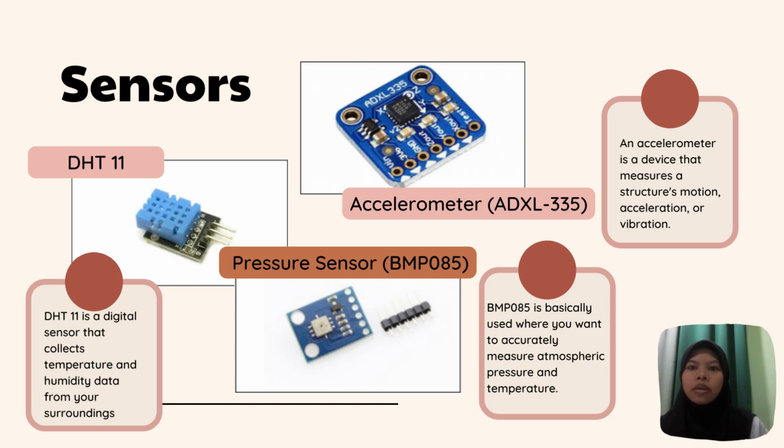There are three types of sensor. First, DHT11. DHT11 is a digital sensor that collects temperature and humidity data from your surroundings. Second, pressure sensor, BMP085. BMP085 is basically used when you want to accurately measure atmospheric pressure and temperature. Third, accelerometer, ADXL335. An accelerometer is a device that measures structural motion, acceleration, or vibration.